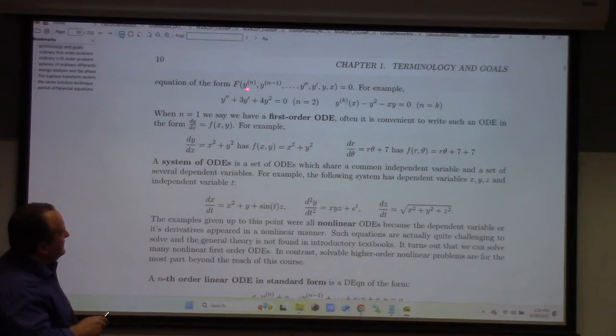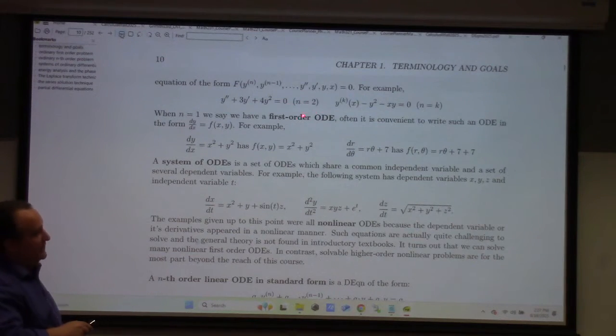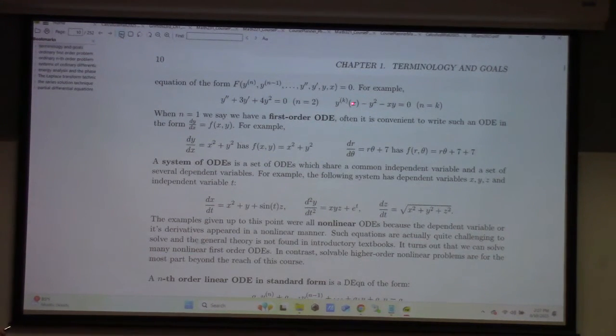Now, here's an example of a differential equation. Generically speaking, it's some function of the nth derivative, the n minus 1th, and all the way down. Here y is the dependent variable, x is the independent variable. This would be an example: y'' + 3y' + 4y². This is n equals 2 because the highest order that appears is the second derivative, so it's a second order differential equation. This one would be a kth order differential equation. Both of these are called nonlinear differential equations because the dependent variable squared appears.